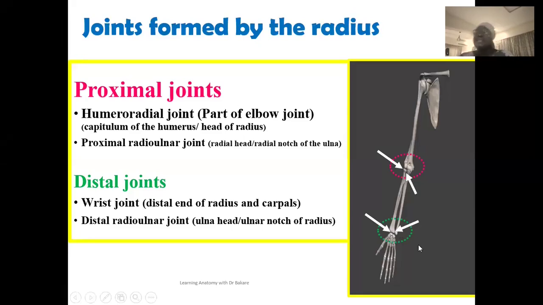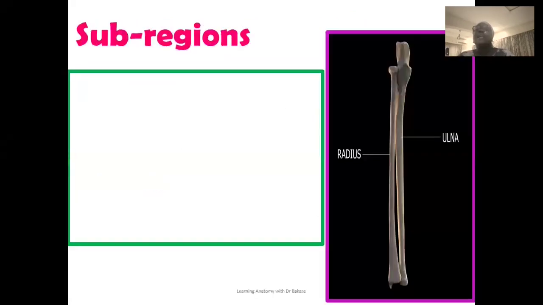So you see that at the distal end, it also contributes to the formation of two joints, just as is presented in its proximal end. So these are the joints that are formed by the radius. Now let's move to the next slide where we'll be describing the different sub-regions of the radius.